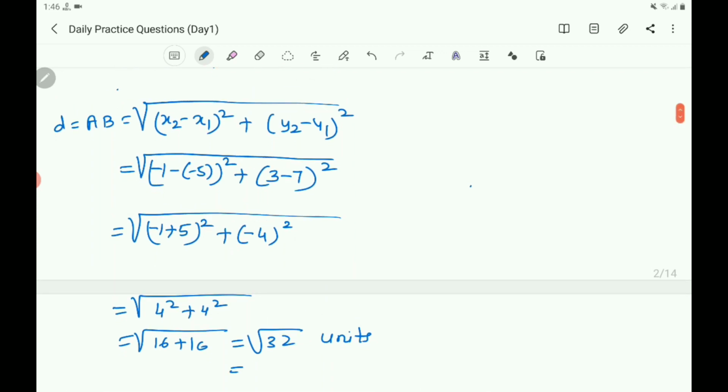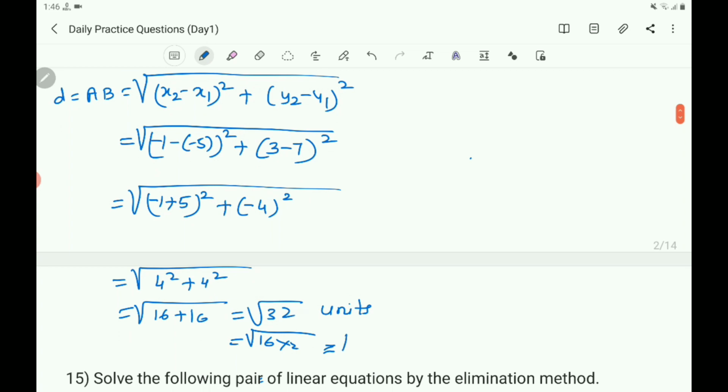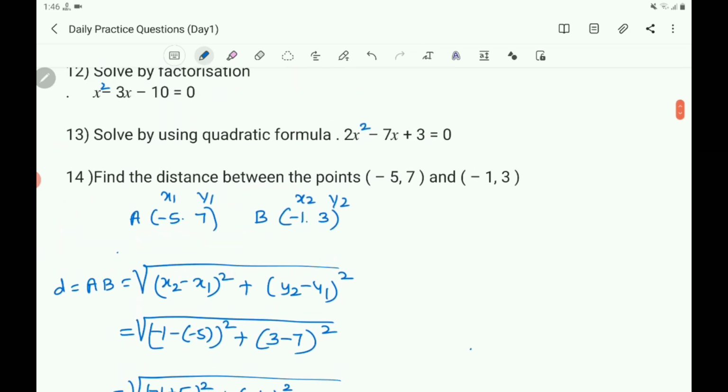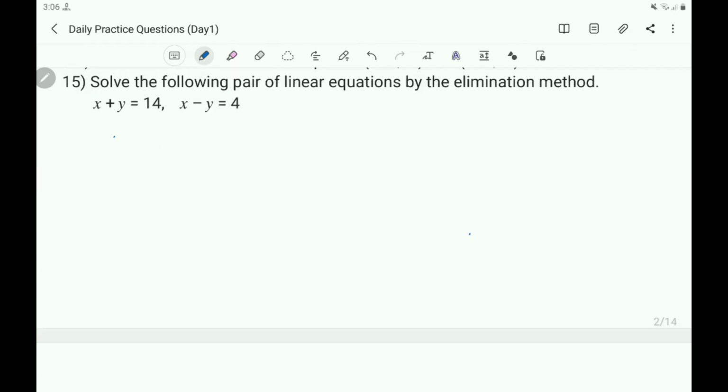Also you can write this can be split as 16 into 2. 32 can be split as root 16 into 2. Root 16 is 4, so it is 4 root 2 units. The same here: root 32 units is the same as 4 root 2 units. So here you got the distance between the points A and B, that is by using the distance formula.